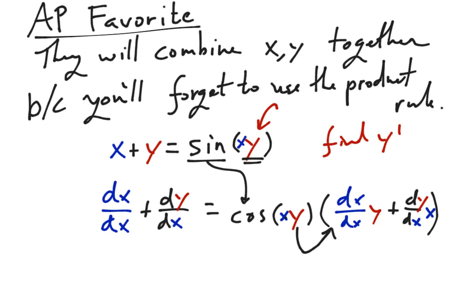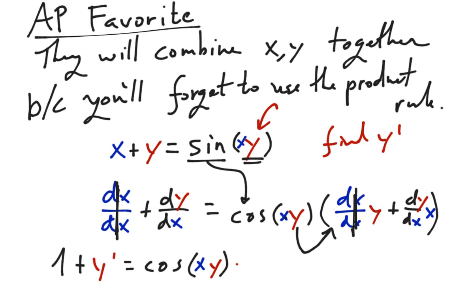Let's go ahead and simplify this a little bit. Again, the dx/dx becomes 1 here and 1 here as well. And so your final answer looks something like this. 1 plus y prime equals the cosine of x times y times, parentheses, 1 times y, which is y, plus y prime times x. Whew. That's kind of exciting there, isn't it?